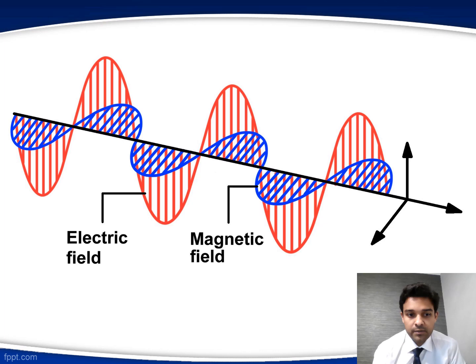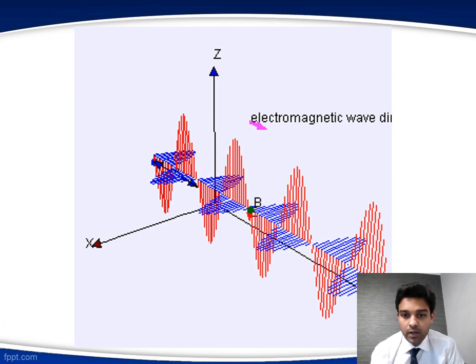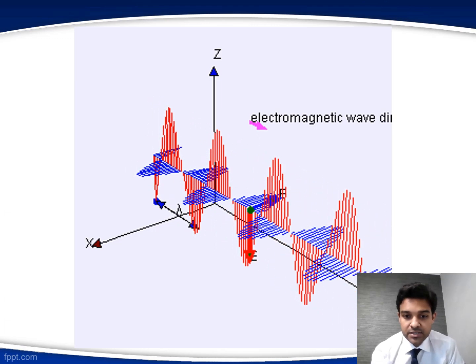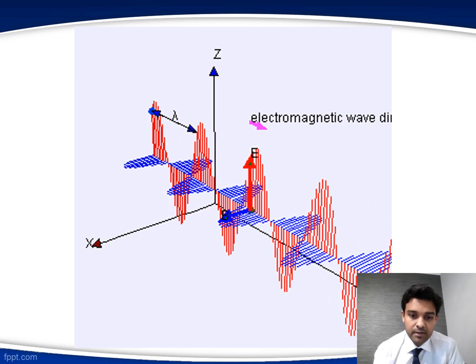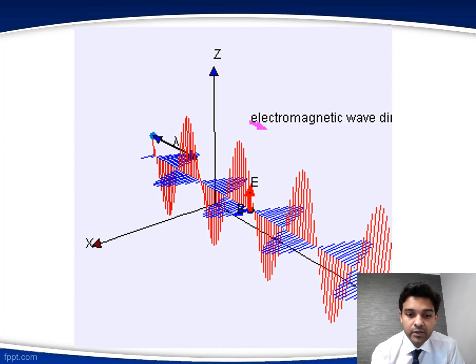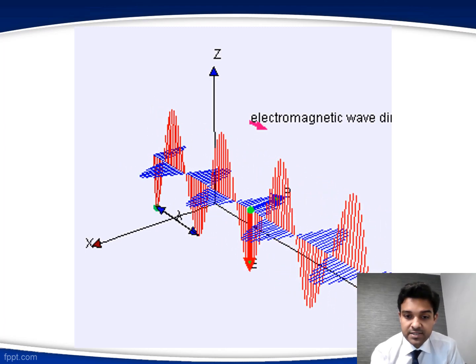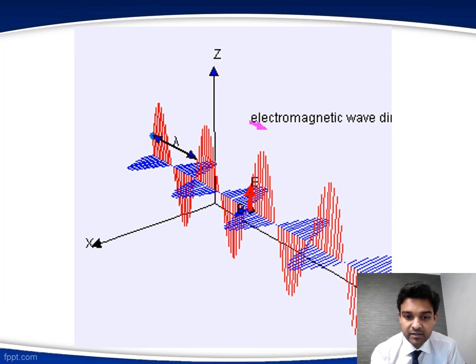As you can see here, the propagation of the wave, the blue signifies the magnetic field and the red signifies the electrical field. So electromagnetic wave propagation, here same thing in a 3D format, where you see the red signifies the electrical field and the blue signifies the magnetic field.